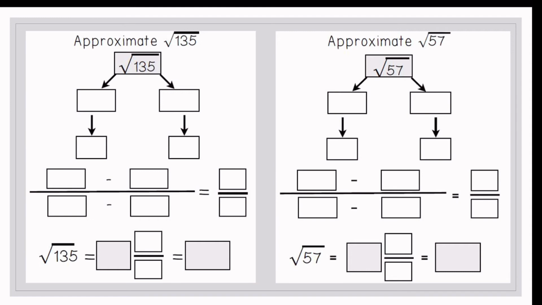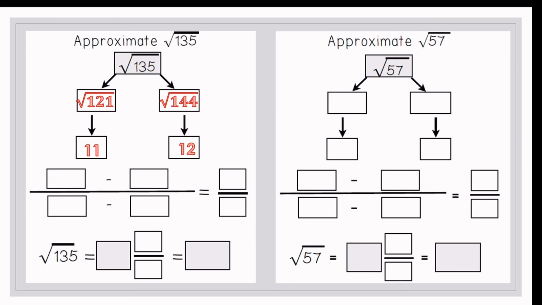Okay, let's focus on this left one. So remember your steps. Step 1 is we're going to determine what two perfect squares it falls between. I'm looking at 135. So I have 121 and 144. The square root of 121 is 11, and the square root of 144 is 12. So my final answer is going to be 11 point something. Bigger than 11, but smaller than 12.